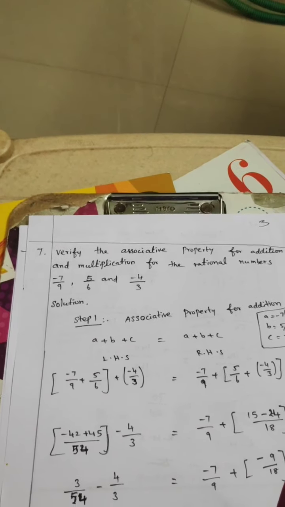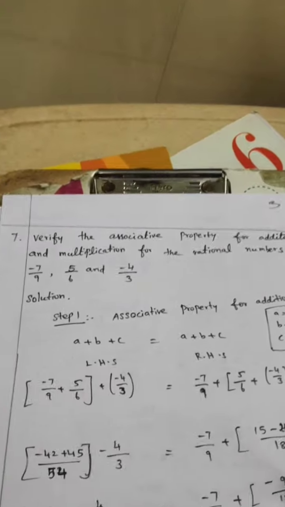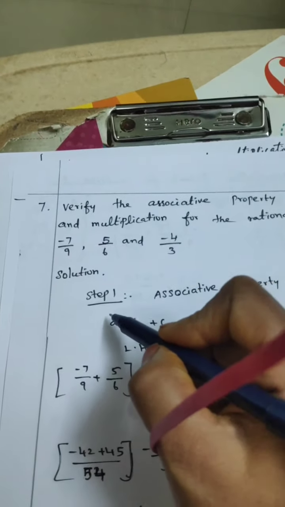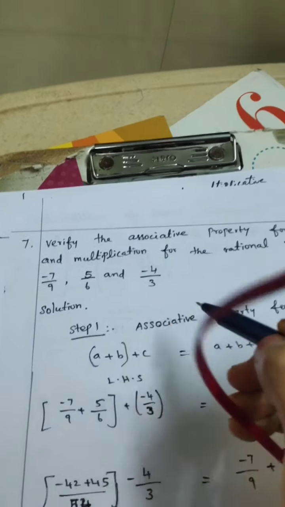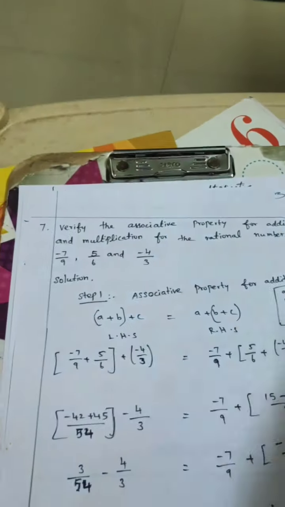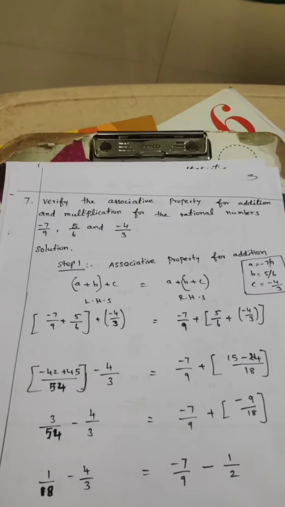What is the formula? Associative property for addition: A plus B plus C is equal to A plus B plus C, where you put the bracket on the first two numbers, A plus B, on the left side, and on the right side B plus C. Right? This is the associative property for addition, with the plus symbol. That's all.